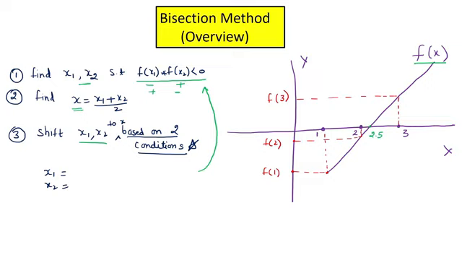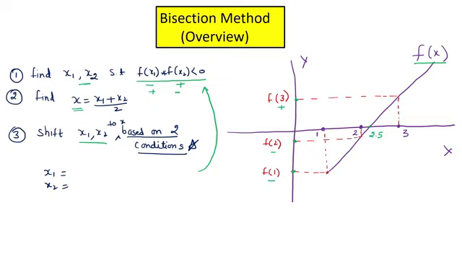So if I see here, this is f of 1 and this is x equal to 2. The function value here is f of 2, and f of 3 is this one. So this is a positive value, and f of 2 and f of 1 are negative values.